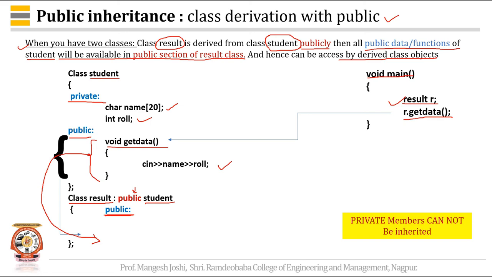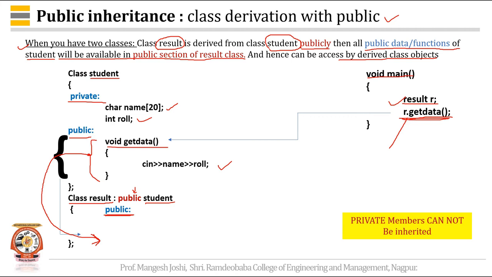Now what will happen? This will access the same function which is declared and defined in the base class. But since we have derived the class from the base class, these public functions and data will be available in the derived class as well. And hence you can access r.getData using the object of the derived class. So this will access the function. Means what happened? The public function of the base class becomes the public function of the derived class.